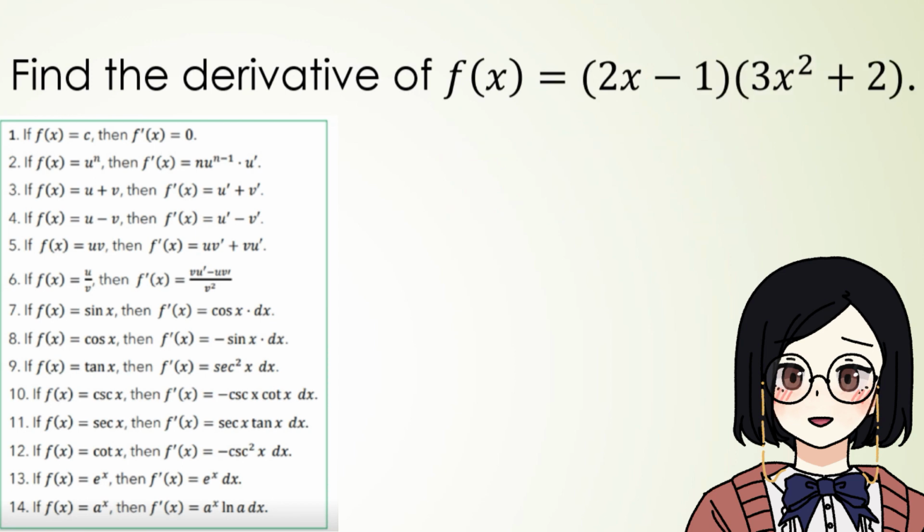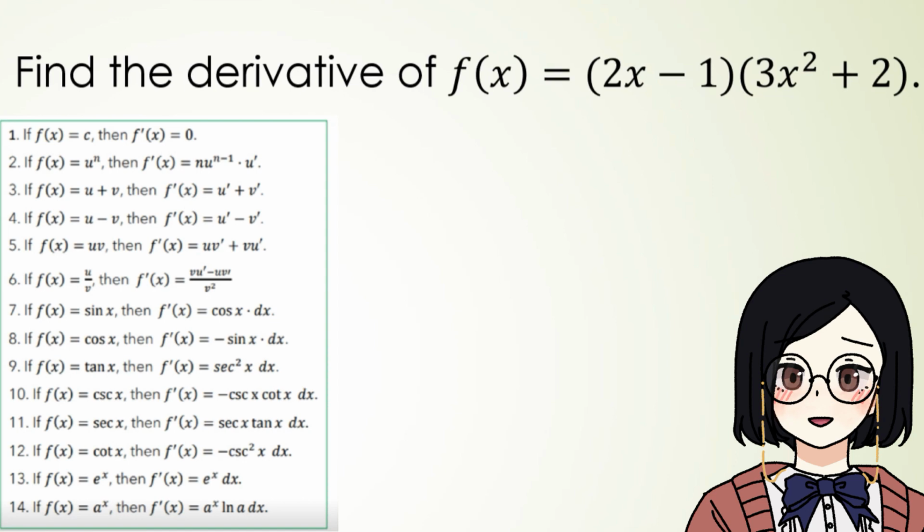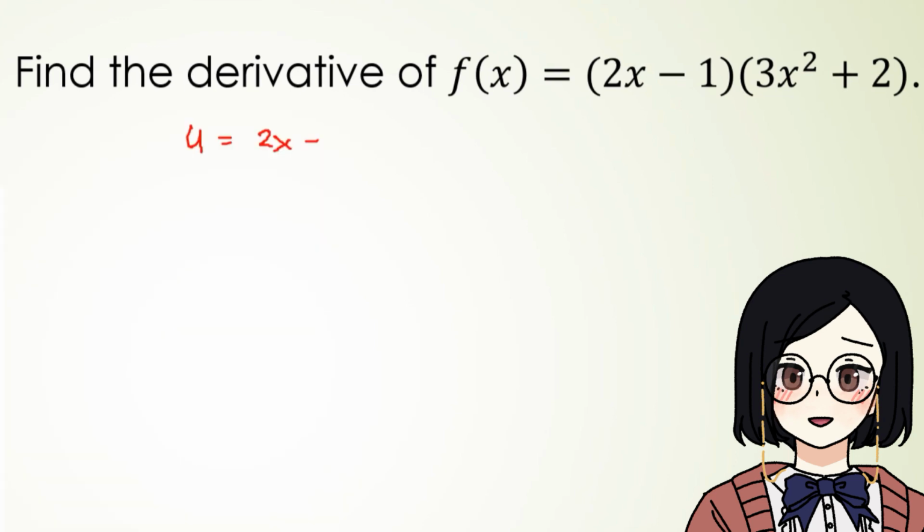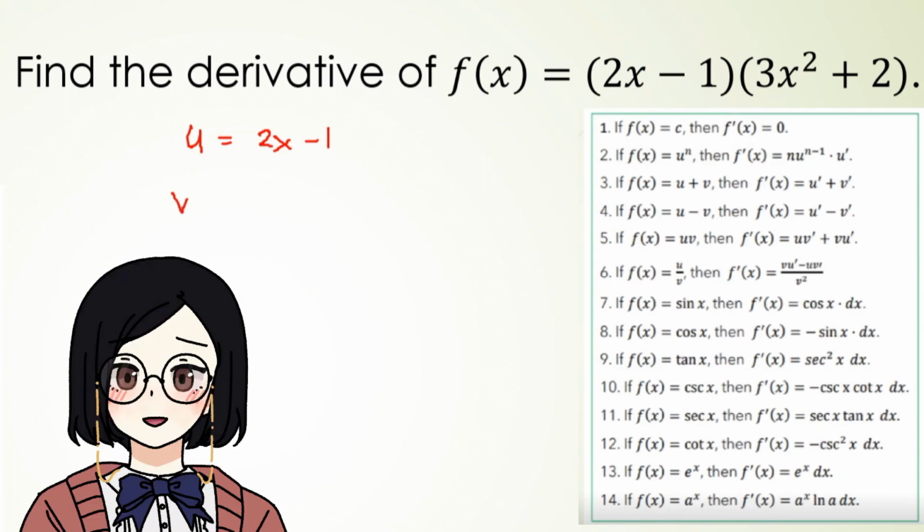This time we have a product. Now looking at rule number 5, if f of x is equal to uv, then f prime of x is equal to uv prime plus vu prime. Now take note, u and v are functions. Let's say we have u equals 2x minus 1, and then v equals 3x squared plus 2.